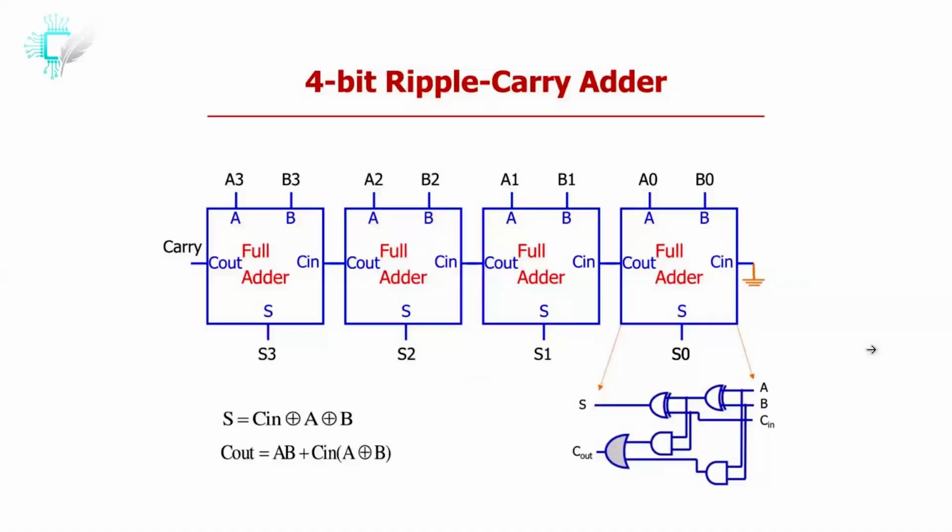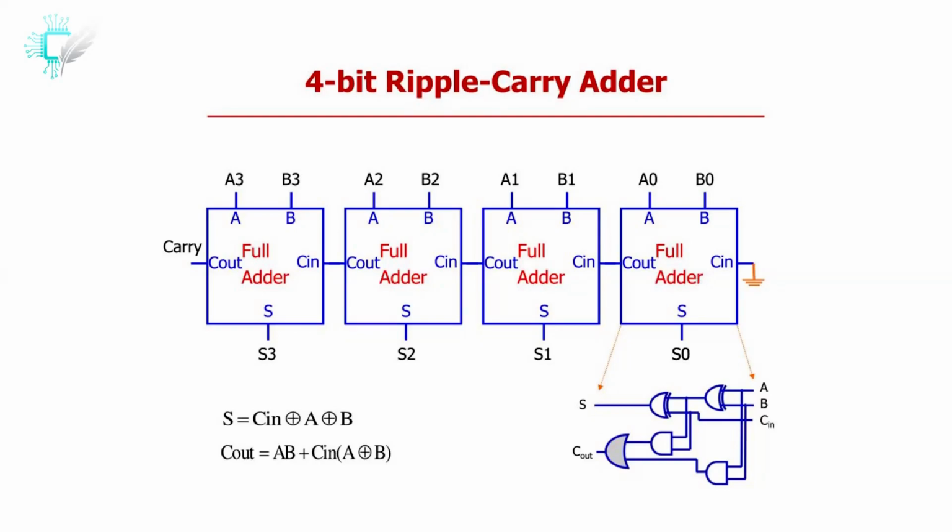Now, what is a 4-bit ripple carry adder? Basically, the carry out of one full adder would be fed as the Cin of the next full adder. We are using 4 full adders over here. So this is the schematic diagram.